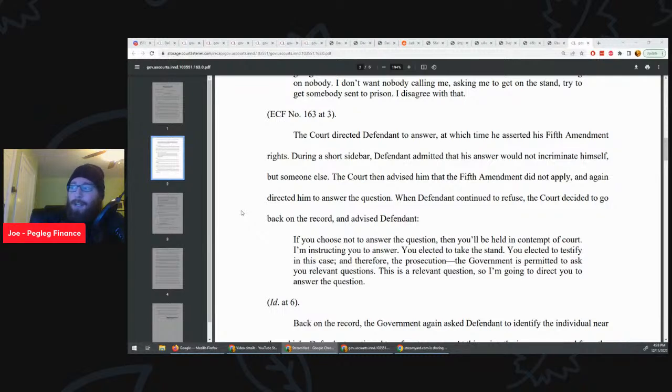not to answer the question, then you'll be held in contempt of court. I'm instructing you to answer. You elected to take the stand. You elected to testify in this case, and therefore, the prosecution, the government, is permitted to ask you relevant questions. This is a relevant question, so I'm going to direct you to answer the question."